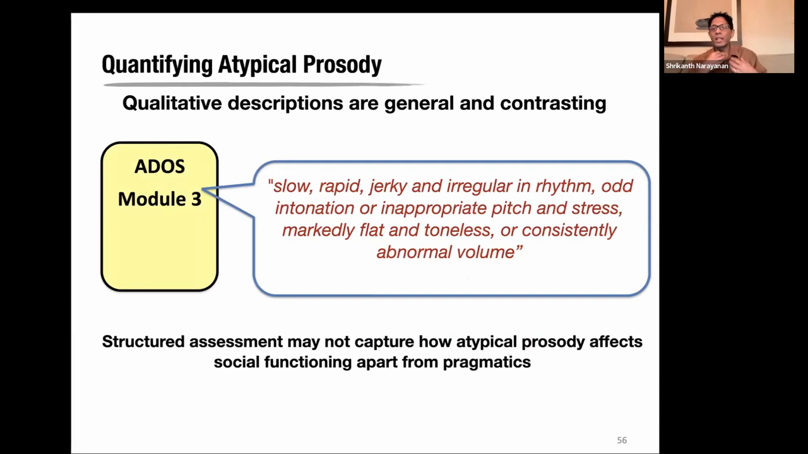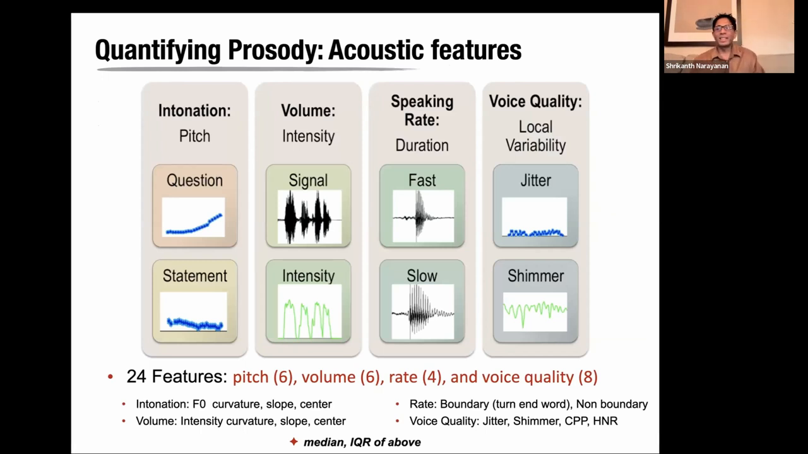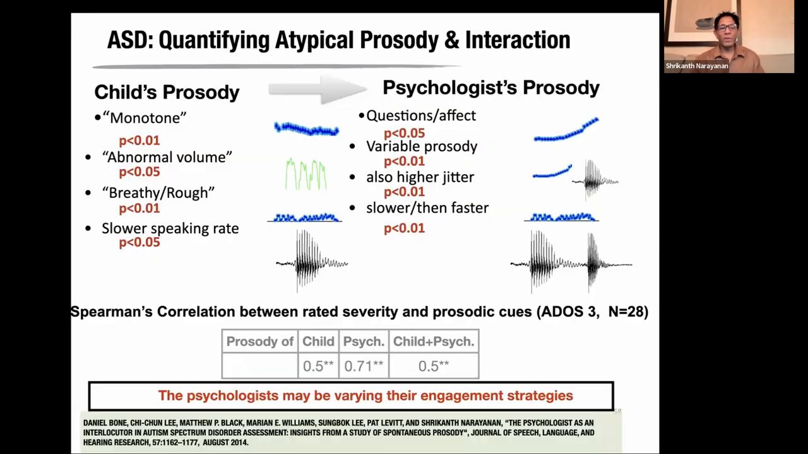For example, looking at prosody, the musicality in our speech, which is atypical in people with autism. It's qualitatively described as a slow, rapid, jerky, or irregular rhythm, and so on. People who do speech processing have features that can characterize these things, like pitch, intensity, and duration. And sure enough, we showed that these automatically extracted features correspond to the qualitatively described child's prosody.